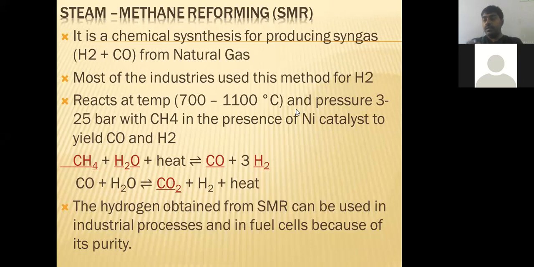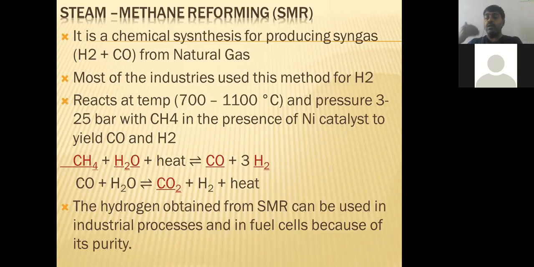Now what we'll do is collect this hydrogen and store it using separate methodologies. I'll discuss in tomorrow's session what methodologies we are going to use for storing the hydrogen. There are two methods here. One I discussed previously is the electrolysis process. The second one is the steam reforming process, right? So these are the two methods where we are going to produce hydrogen.